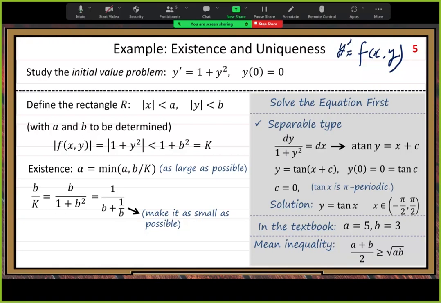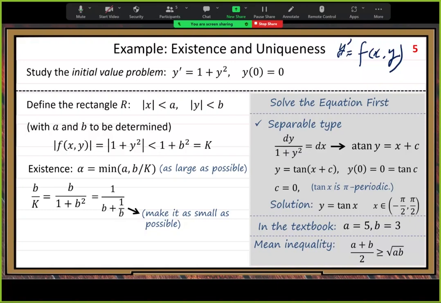The maximum, the equality, occurs when A equals B. A equals B, this side is A, that side also A. When A equals B, it's a square, right? Or let's look at it in this way. Because we look at the area, and area is A times B. We want to make A times B as large as possible, right?